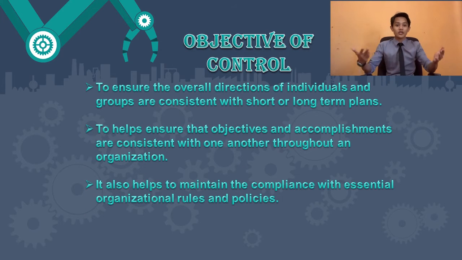Alright, the next one is the objective of control. The objective of control is to ensure the overall directions of individuals and groups are consistent with short and long-term plans. It also helps ensure that objectives and accomplishments are consistent with one another throughout an organization. Lastly, it also helps to maintain compliance with essential organization rules and policies.